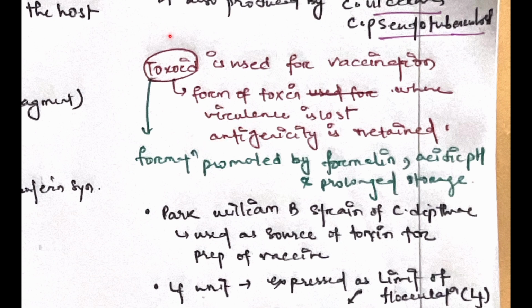How do we do it? We usually heat the toxin. So the virulence factor will be lost and the antigenicity will be preserved, which we use as a toxoid for vaccination. So how will we do it? The formation is promoted by formalin, acidic pH and prolonged storage. Three things we use for this formation: formalin, acidic pH and prolonged storage.